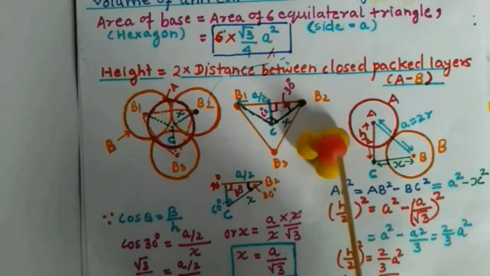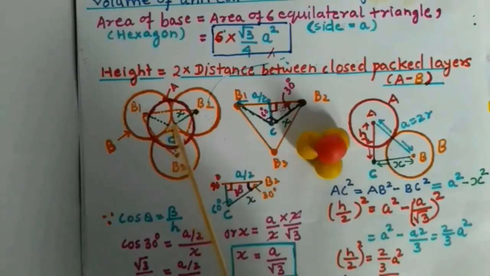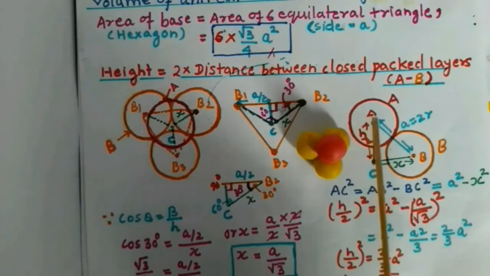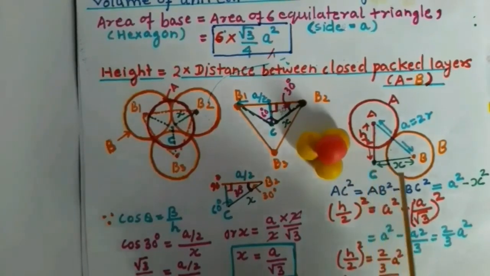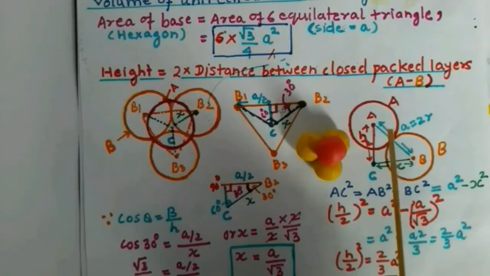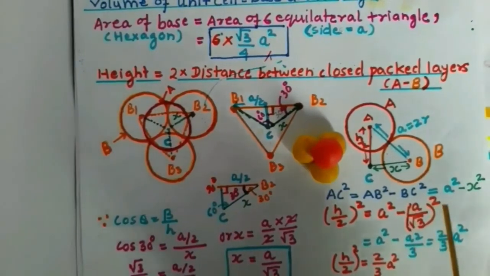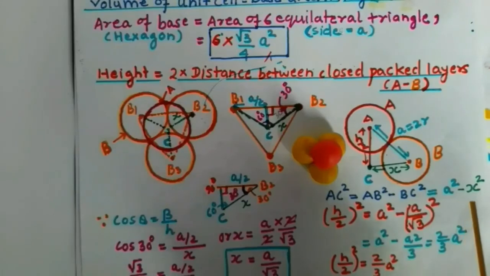Now let us find the distance between the center of this equilateral triangle, that is C, and the center of this red sphere which is placed on the top of these three yellow balls. This is represented as AC, and AC is nothing but h by 2. Now this triangle is a right angle triangle. So we know that AC square will be equal to AB square minus BC square, and that is equal to a square minus x square.